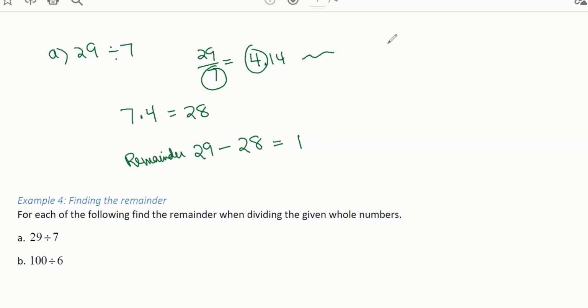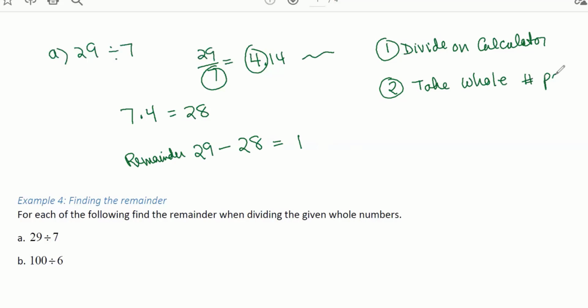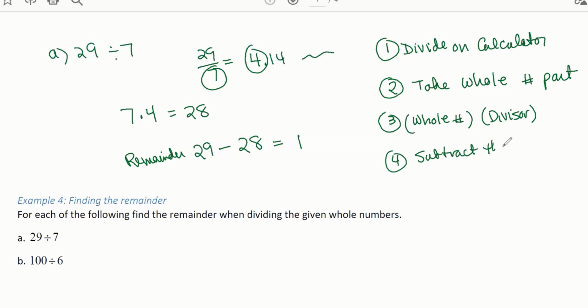So let's think through the steps. 1, divide on a calculator. 2, take the whole number part. 3, whole number times divisor. And then we'll subtract that from the original number.